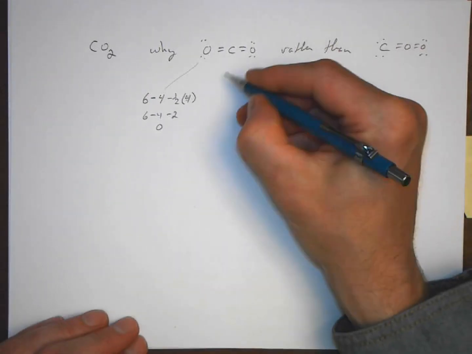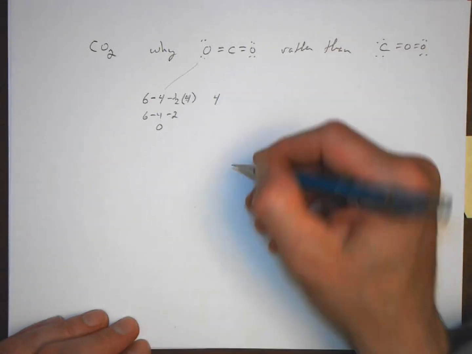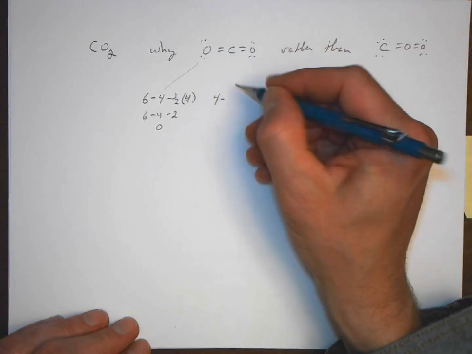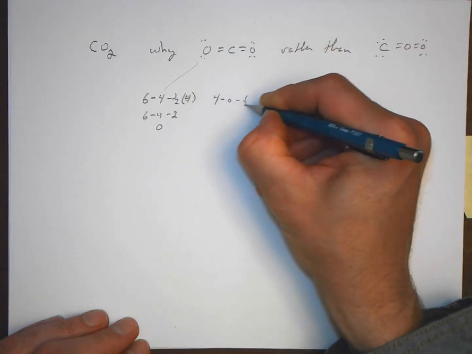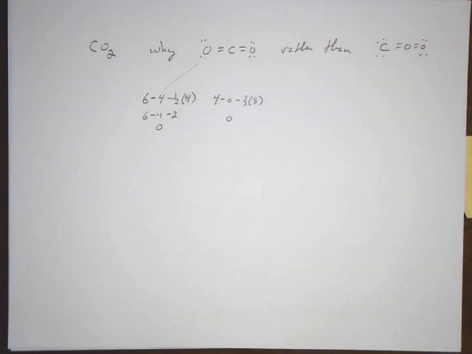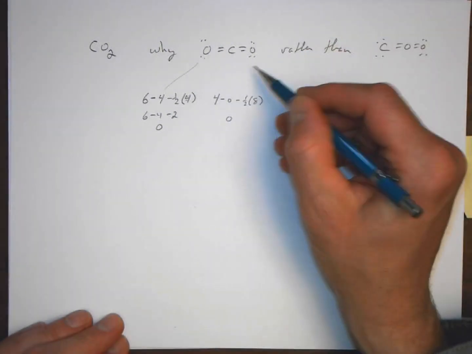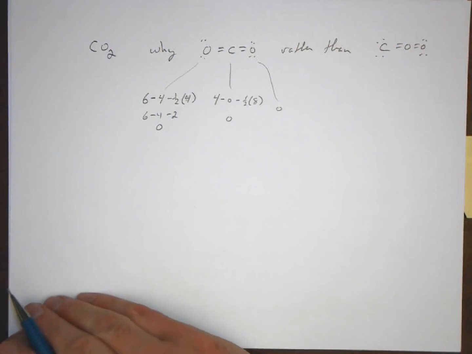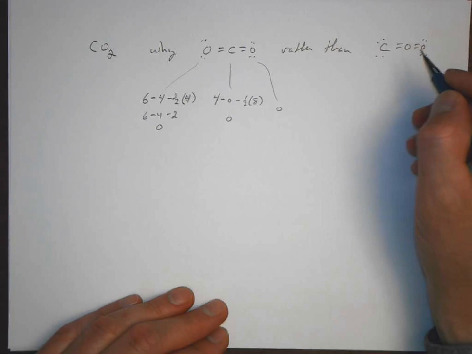On the carbon, doing the same thing, we'd have 4 valence electrons in the carbon, minus the number of non-bonding electrons, 0, minus half of the number of bonding electrons, which are 8. Again, here we get 4 minus 4, which is 0. And then the formal charge on this oxygen is going to be 0 just like this one. Same calculation. Let's do the calculation for this molecule.